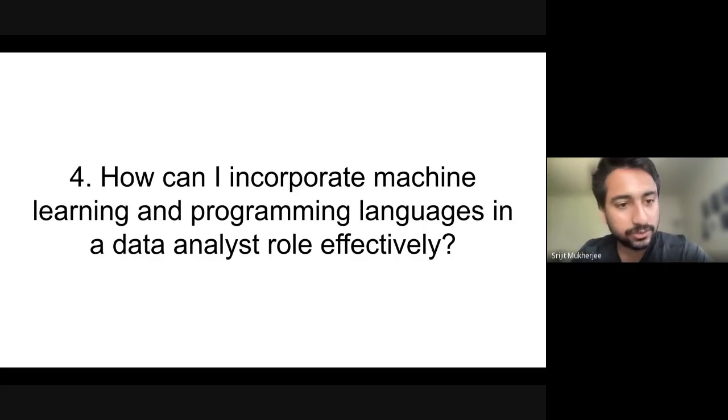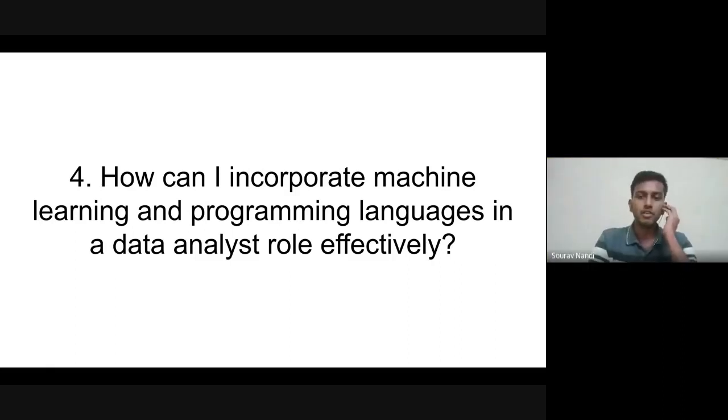Okay, so the next question is, how can you incorporate machine learning and programming language as a data analysis role effectively? I think Sourav, since he is in the industry, can guide on this aspect. The main difference with doing an academic project and then coming to industry is that in the academic project, the idea is to actually understand the algorithm and to go deeper. But in industry, often the actual goal is to solve the problem you have in hand.